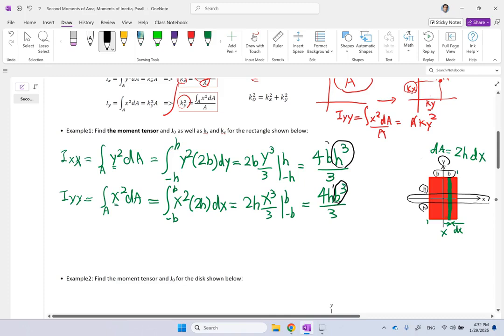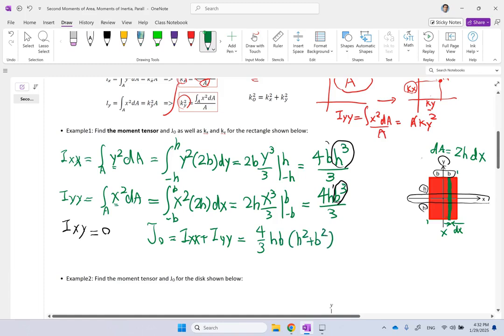Now clearly, because your shape is symmetric with respect to both x and y, there is no question that Ixy in this case is 0. And Jo, the polar moment, is simply the sum of these two. That should not be very hard. You just factor out 4 over 3 hb, and it's going to be h squared plus b squared. And that is your polar moment.